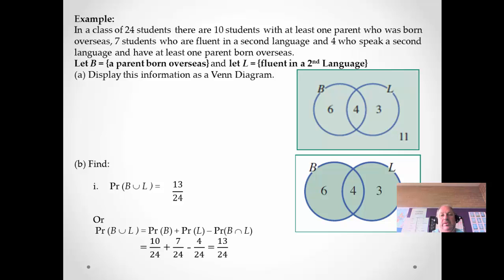The probability of B is 10 out of 24 because there are 10 things in B. The probability of L is 7 out of 24, but this section has been counted twice, so we subtract it once. So 10 plus 7 take 4 is 13 out of 24. Same answer, two different approaches.